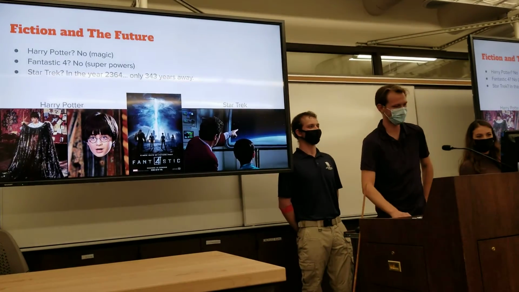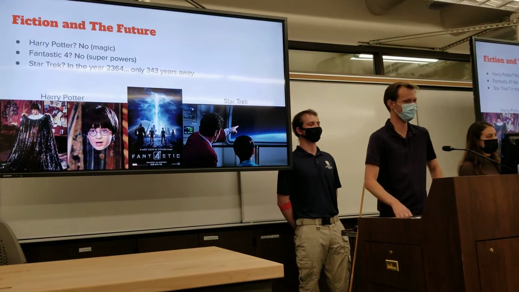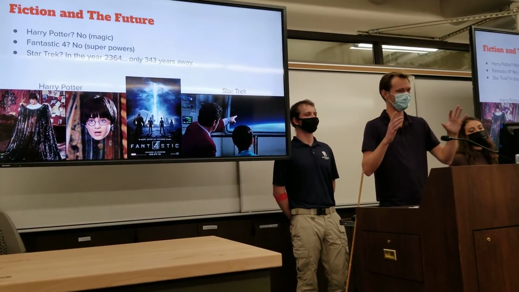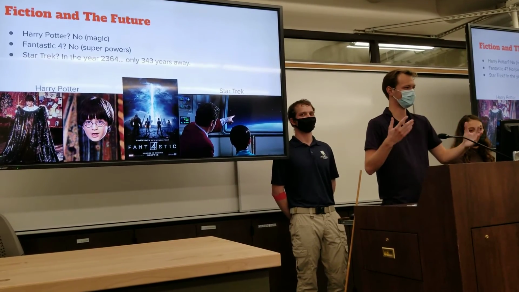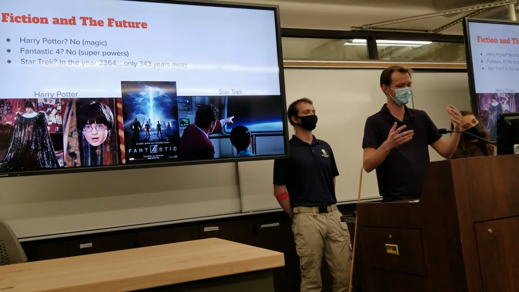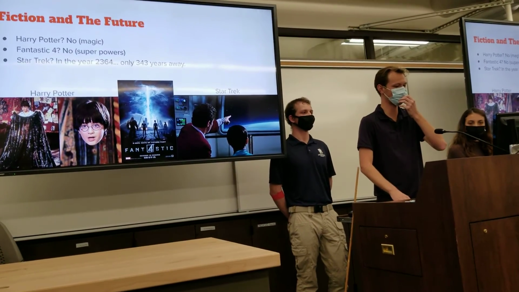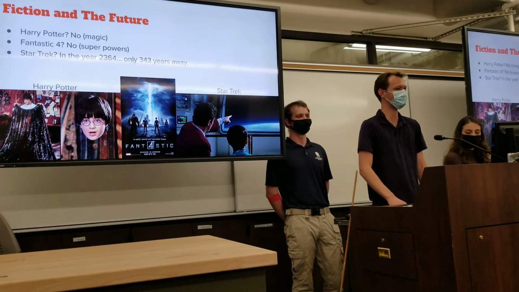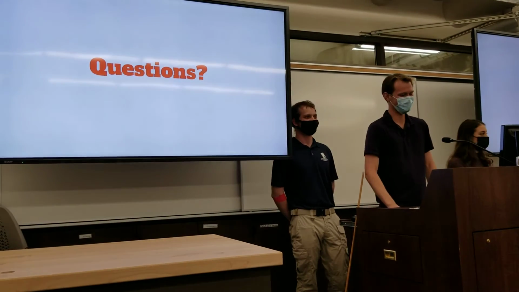Then our last slide. Usually the fictional examples of what we can do, like Harry Potter and Fantastic Four, are completely nonsense because you get magic and superpowers, so that's obviously not happening anytime soon. But you can get something like Star Trek. You know, it's in the year 2364. So if you're patient enough, maybe you'll get to see it. Any questions?